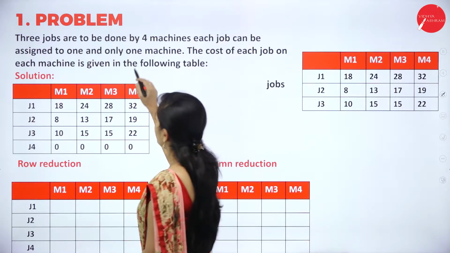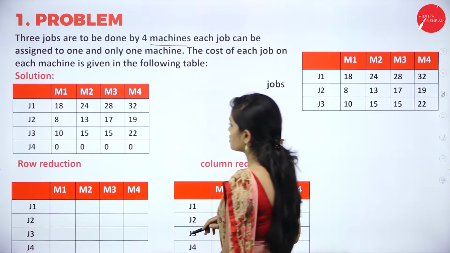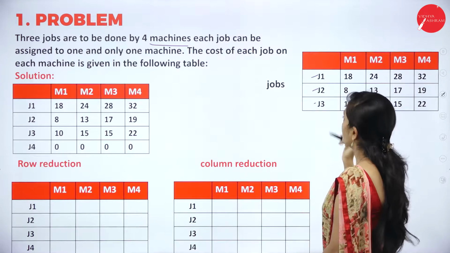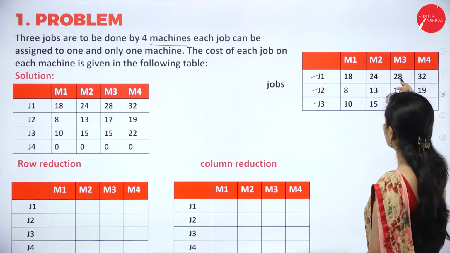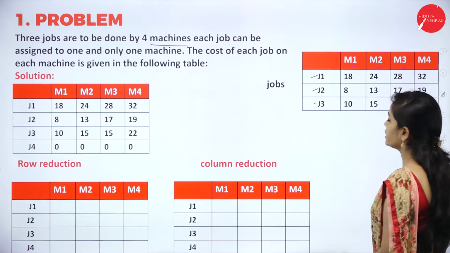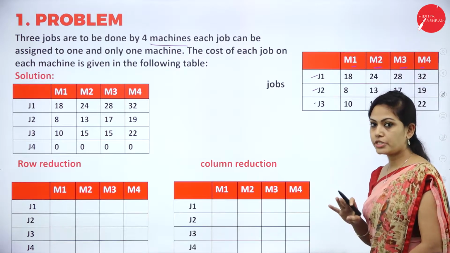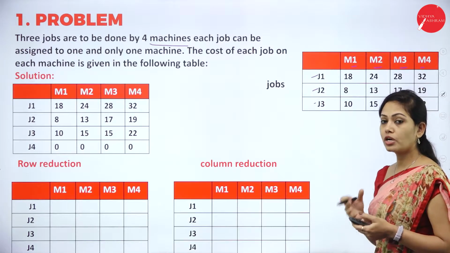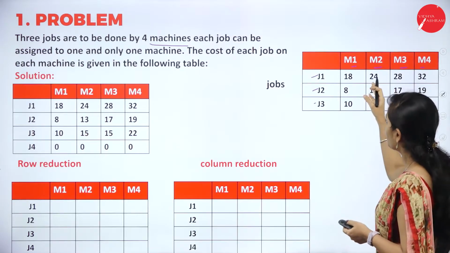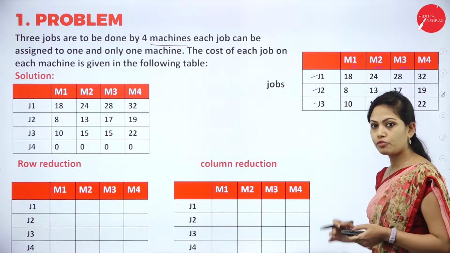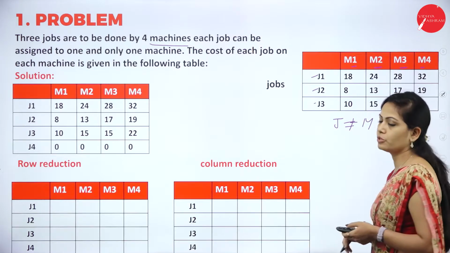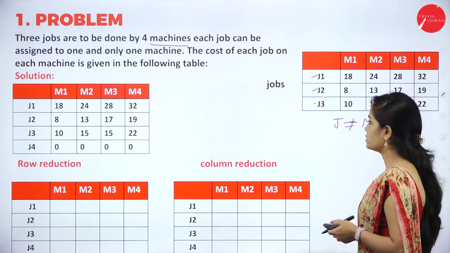3 jobs are to be done by 4 machines. So here I have 3 jobs, 1, 2, 3. 3 jobs are done by 4 machines, M1, M2, M3 and M4. We have 4 machines and 3 jobs. So how will you simplify this? So it is not a square matrix, right? So the number of rows is not equal to the number of columns. So job is not equal to the machine values, right? So it is an unbalanced problem.